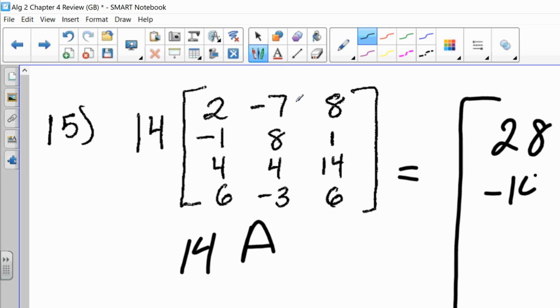Then we would have -14, 112, 14, 56, 56, 196. 6 times 14 is 84, so we'd have 84 over here, and then -42 here. So we can multiply each element by 14, or you plug it in the calculator and do the same thing. Any questions on 15?